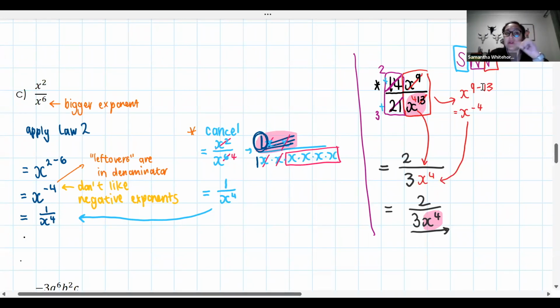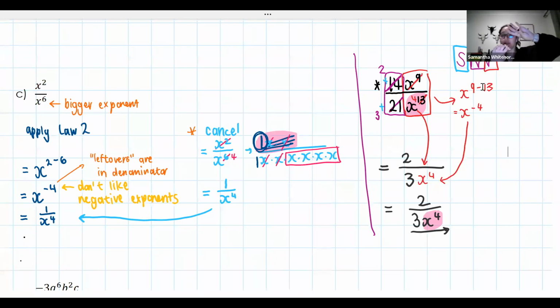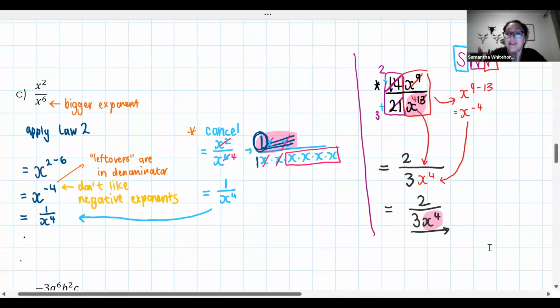Then for the variables, I've got 9 x's at the top and 13 x's at the bottom. That means I can cancel all 9 x's at the top with 9 x's at the bottom. But then I've got an extra 4 x's that I can't cancel from the 13. That's why I've got x to the power 4 left in my denominator. Does that make a bit more sense, Motabang? Yes, ma'am. Thank you. I understand now. Good. Well done. Nice.